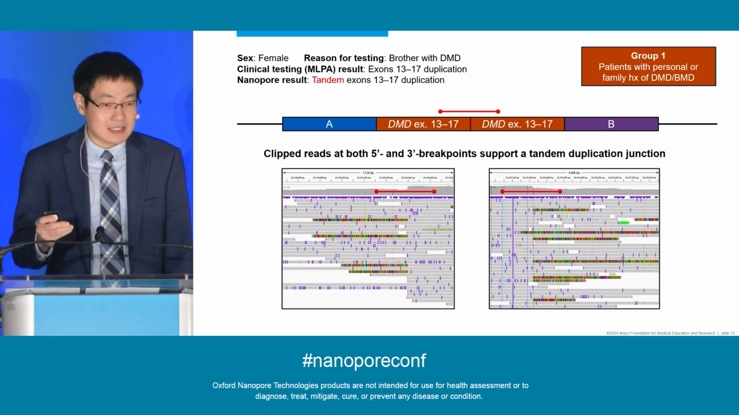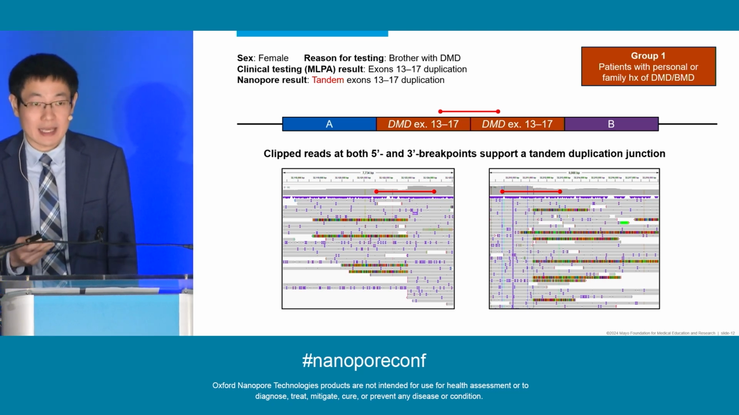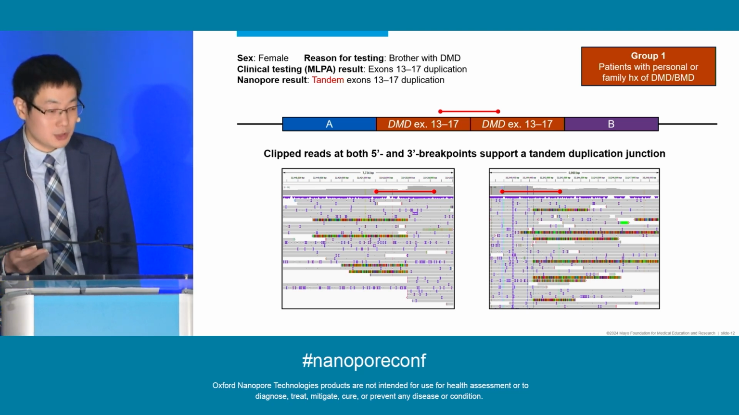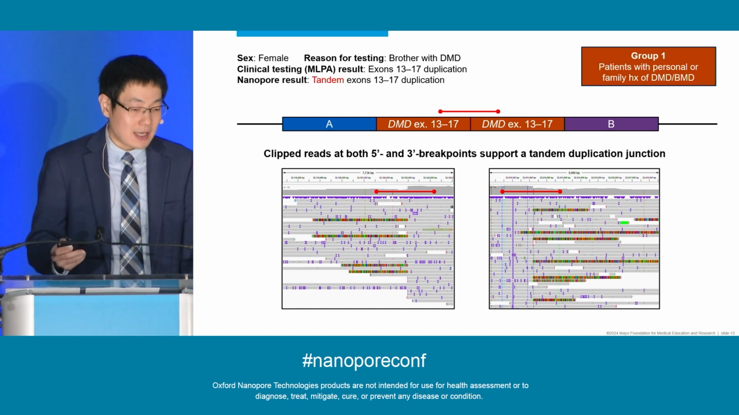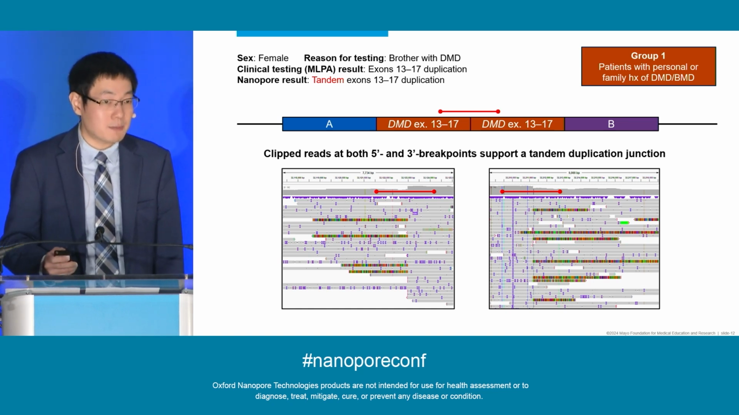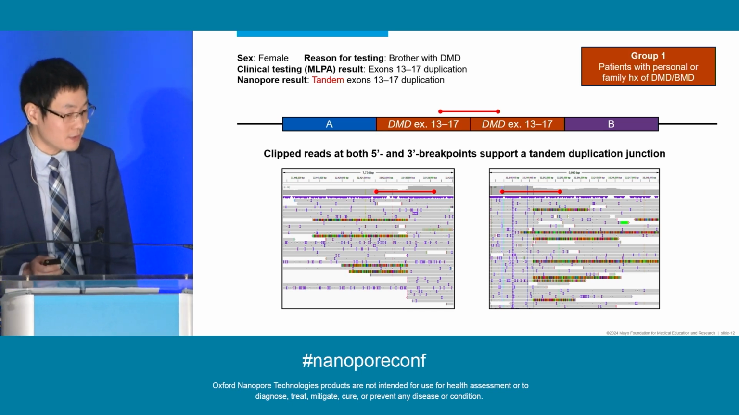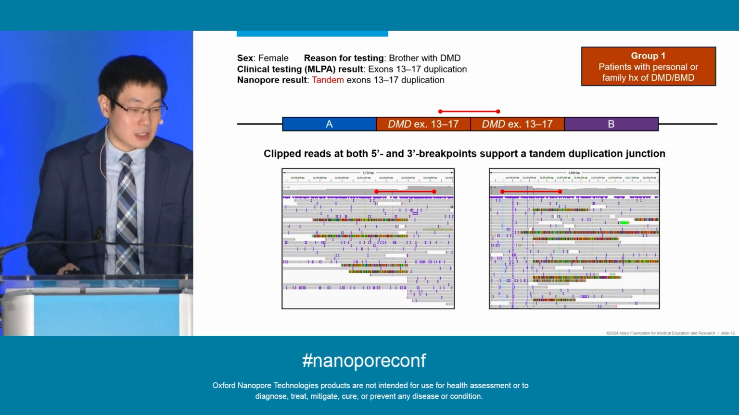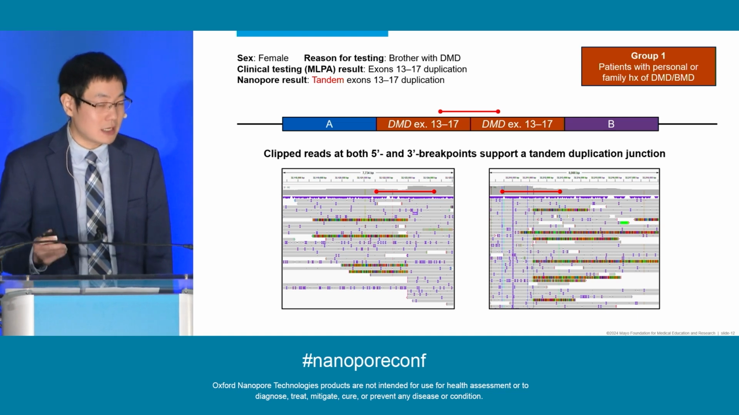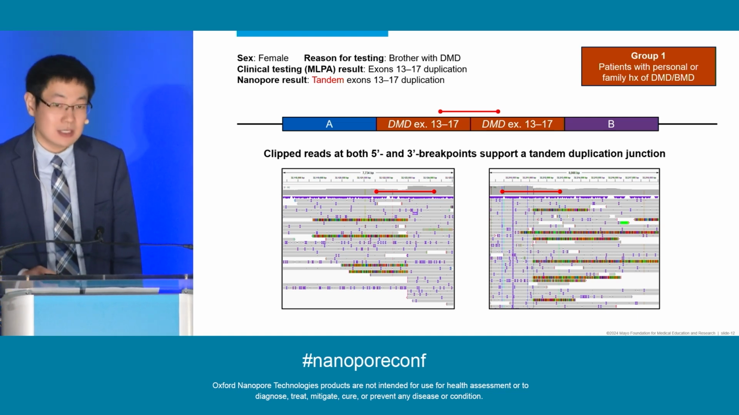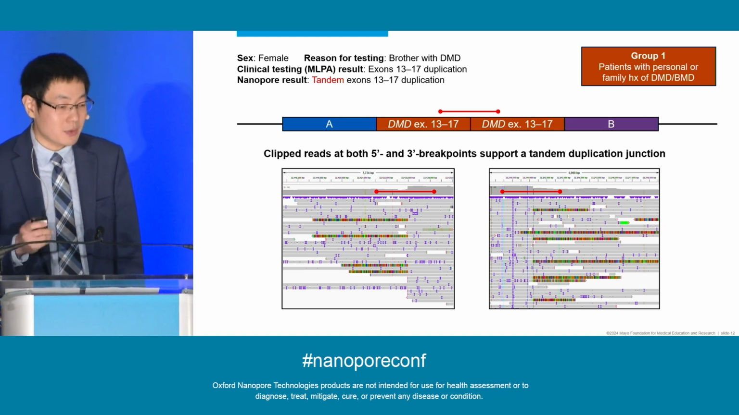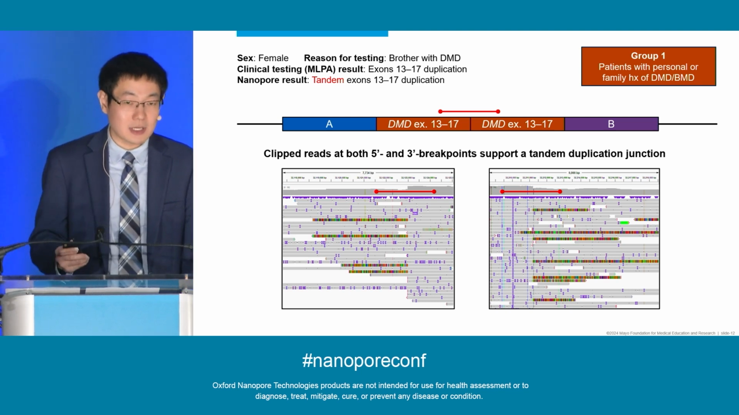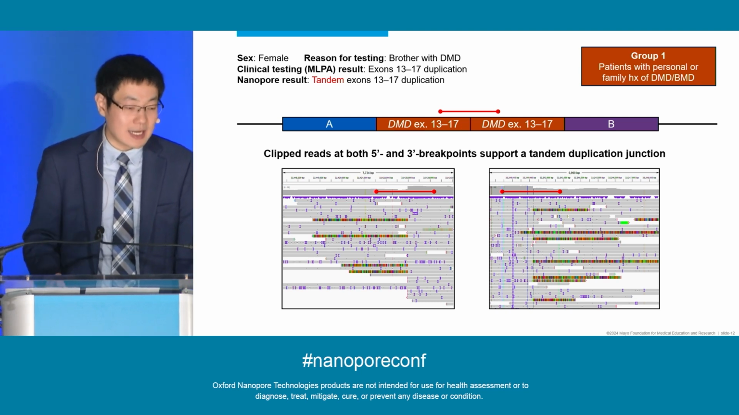In the next few slides, for the sake of time, I will present 1 case each from group 1 and group 2. This is a case from group 1, and this is a female patient tested due to a brother affected with Duchenne muscular dystrophy. Using MLPA, we detected a duplication of exons 13 to 17 of the DMD gene in this patient. And with nanopore sequencing, we were able to clarify that this duplication is indeed in tandem.